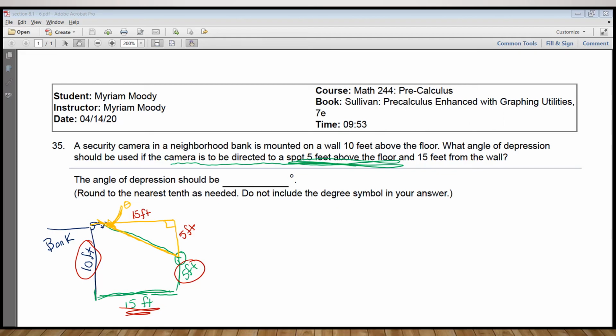So I think I have room here to work. So I'm just going to redraw this triangle. This is my theta, my unknown. This is 15, and here is 5. So once again, I need to know what positions these two numbers hold.